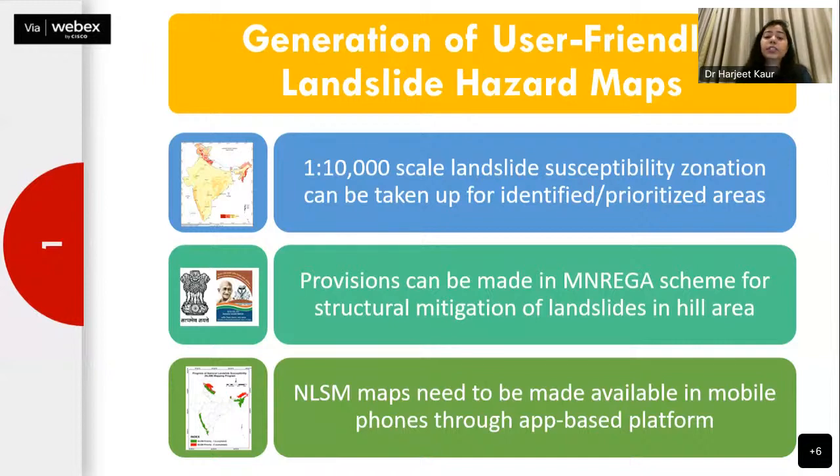उसमें ये scheme होनी चाहिए where we can implement these structural mitigations for the landslide, particularly in the hill areas, है ना? ये जो scheme है मनरेगा वो तो throughout country है, लेकिन हमें सिर्फ hill areas और जहाँ जहाँ पे like नीलगिरी, western घाट, southern part में भी landslides के as per the data of GSI, हमें उसमें we should create some provisions. So these are the recommendations for the landslide hazard mapping.